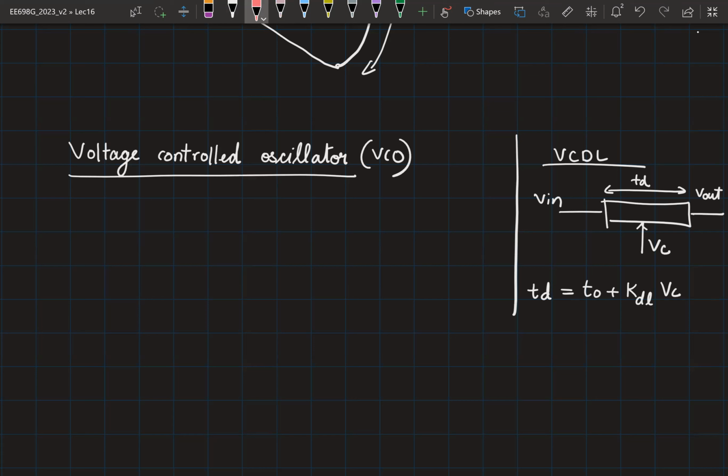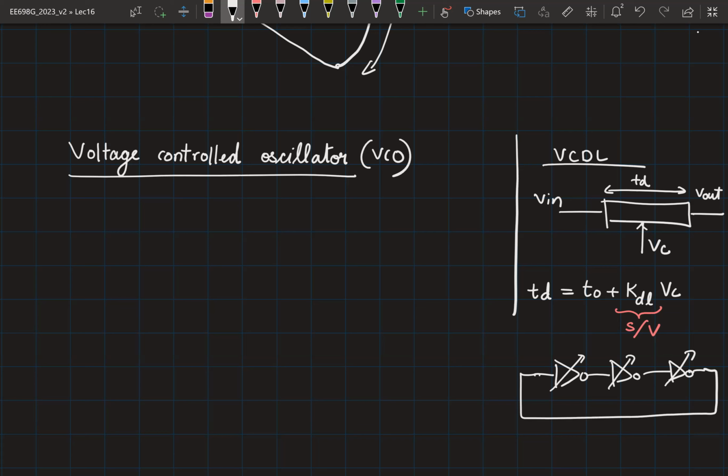expressed in what is the unit? If I write it in terms of T0, second per volt, right? Now, if I take, let's say, a series of inverters, and I make them tunable with respect to VC, this becomes a VCDL. Now, the moment I connect it like this, and I take an odd number of tunable inverters, this is an oscillator. It is going to give me an output frequency, and I can control that oscillation frequency by changing VC, right? So this is one of the ways in which we implement a VCO.